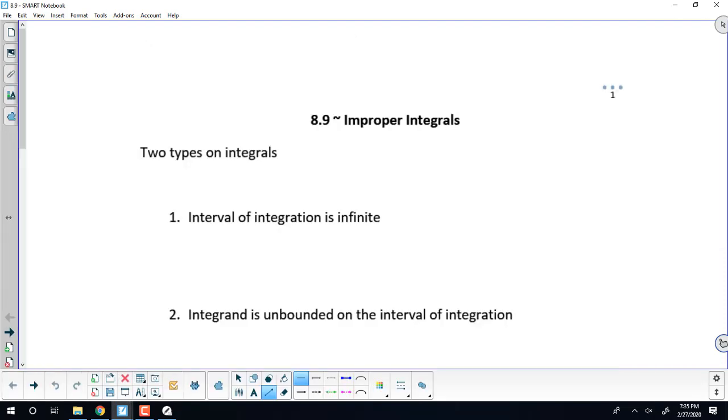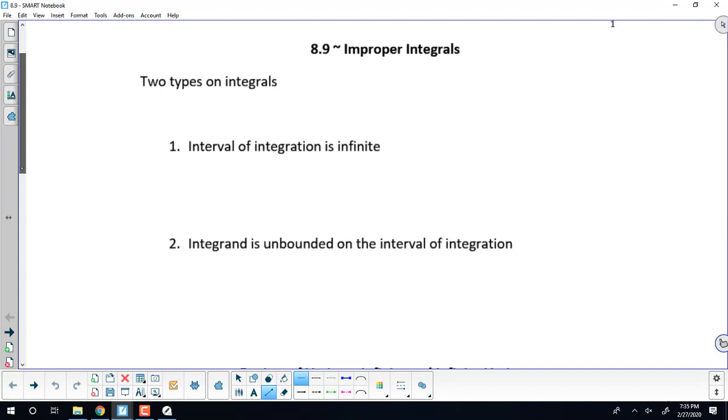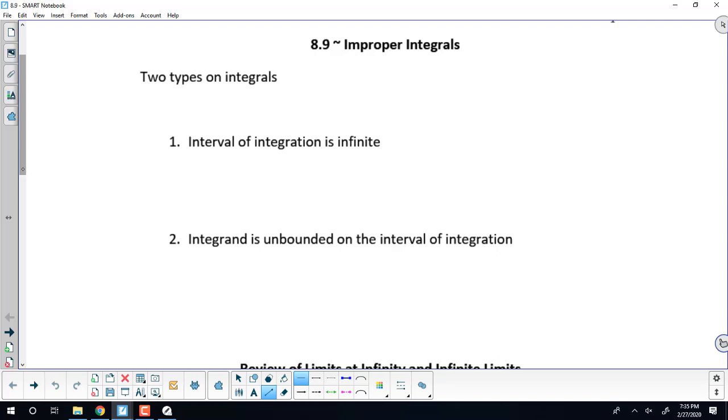8.9. So improper integrals are, there's two types. Either when you integrate towards, like out towards infinity, around like a horizontal asymptote, or when you integrate next to a vertical asymptote, essentially. So the interval of integration is infinite. For instance, the integral from 1 to infinity of the function 1 over x dx.